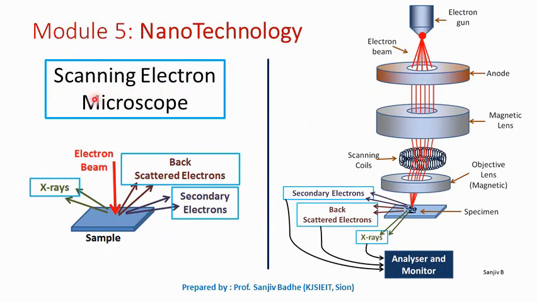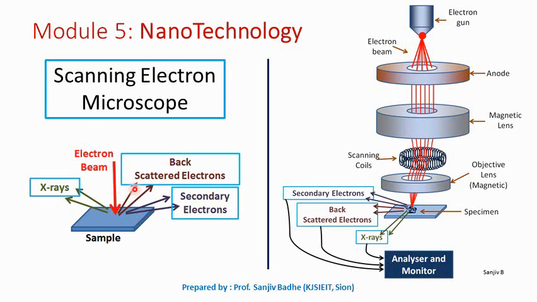Let us discuss the scanning electron microscope now. It is also called SEM. To understand the working of scanning electron microscopes, let us look at this figure first. This is a sample surface which is to be viewed, which is to be magnified. An electron beam is allowed to strike this sample surface, and when it strikes, backscattered electrons are obtained, secondary electrons are ejected, and X-rays are produced.